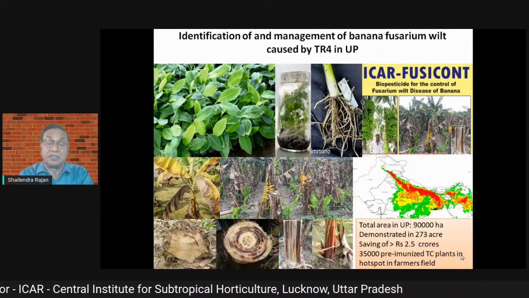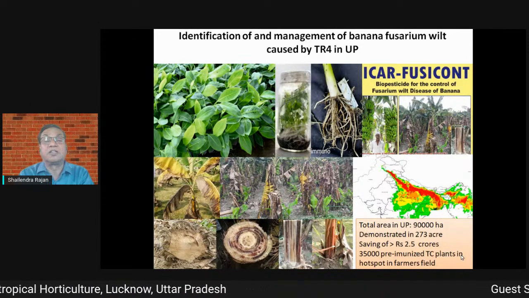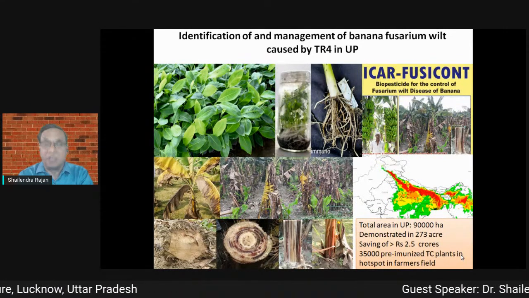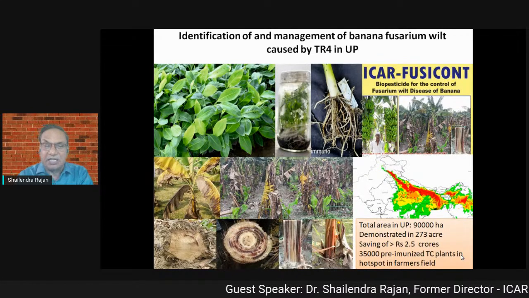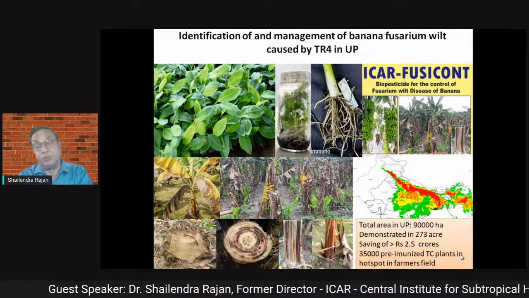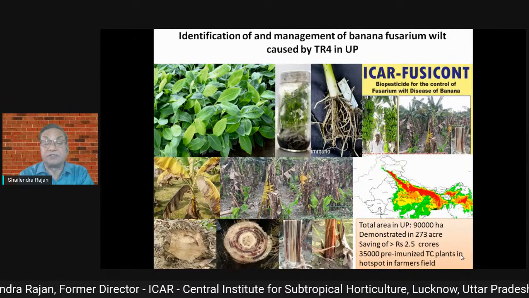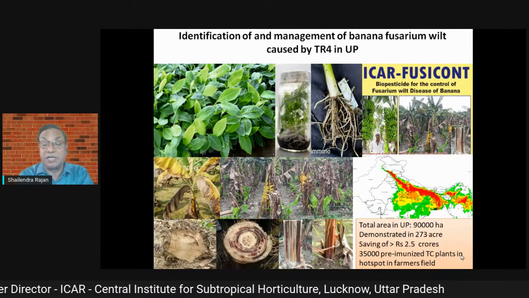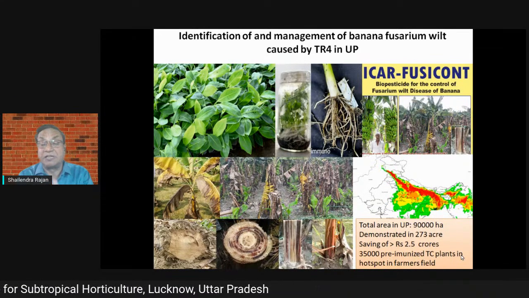But bad luck was with these two states, as they got TR4, tropical race 4 infection. The Fusarium wilt caused by this strain has created havoc in these areas in UP and Bihar. Several of the districts were affected by that, and about 90,000 hectares has come up in UP, and that may be restricted.